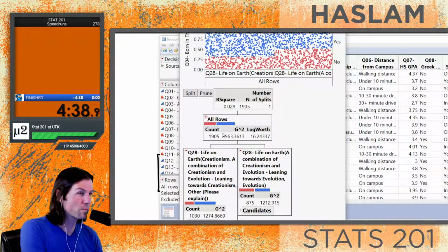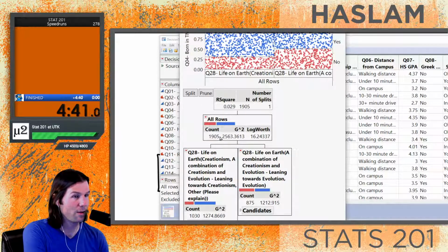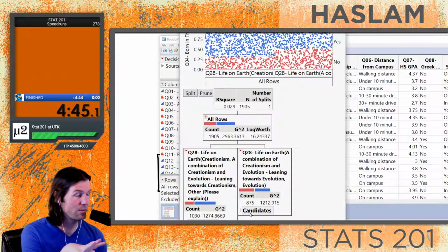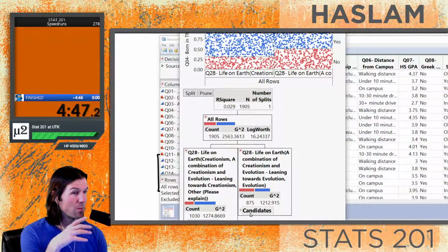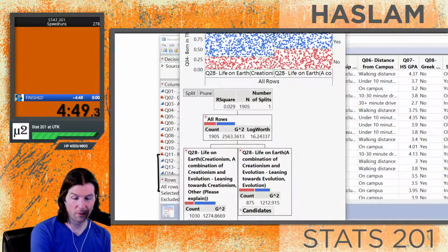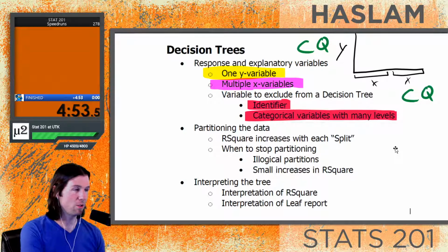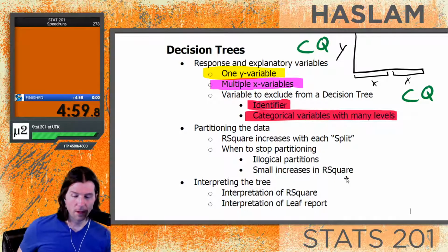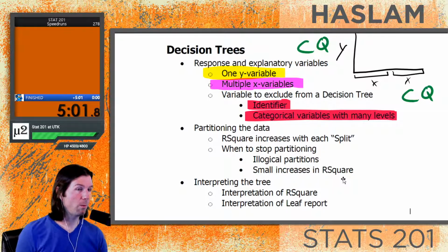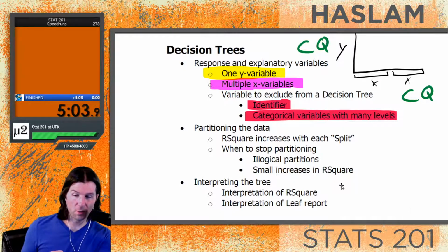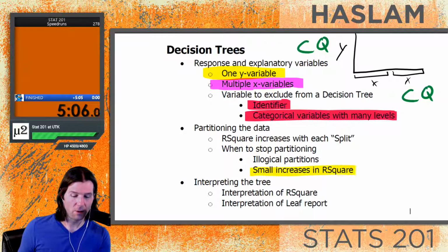But if you notice, we started up here with 1,905 people, and we split them into 2 groups. It doesn't have to split evenly, but it's splitting on this variable and separating people out depending on their views. So this is what we have right here. We are partitioning into splits and into different groups. When do we stop splitting the tree? Now, this is a big question right here. We stop splitting the tree usually when we see smaller increases in R squared or the splits become illogical.